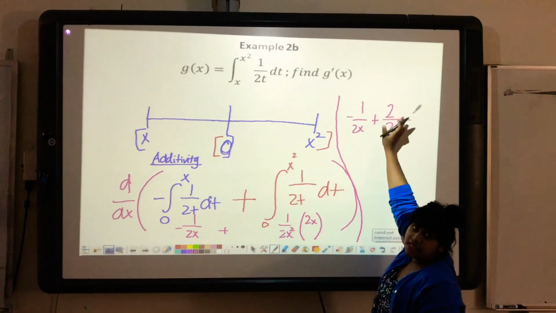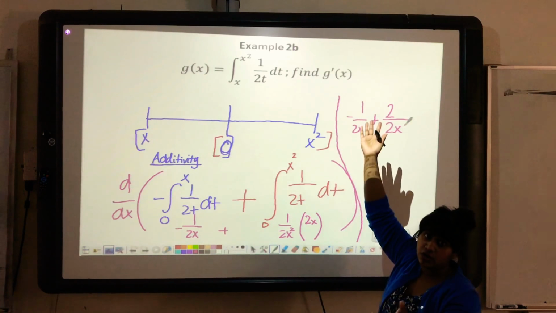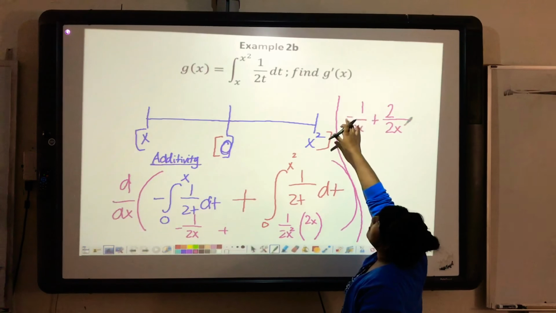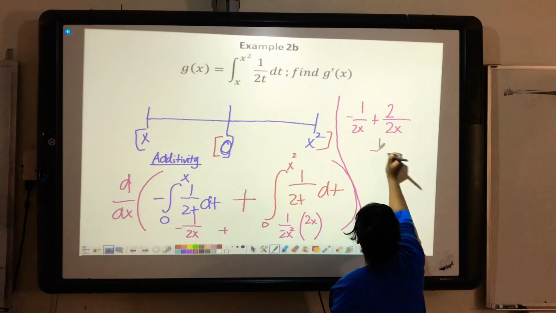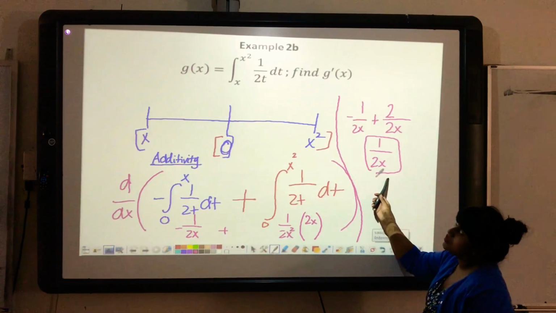So technically, this answer is correct. Technically, if I had left x and this had been x squared, that answer is all correct. They're all correct answers. But let's go ahead and simplify this. 2 minus 1 gives me 1 over 2x. Well, actually, what's going on there?